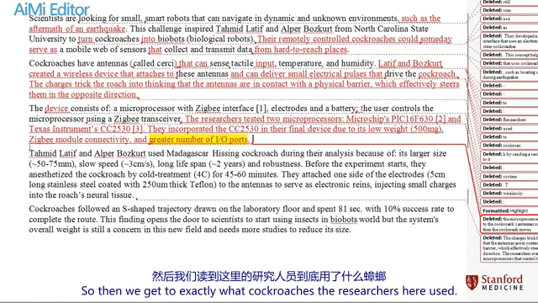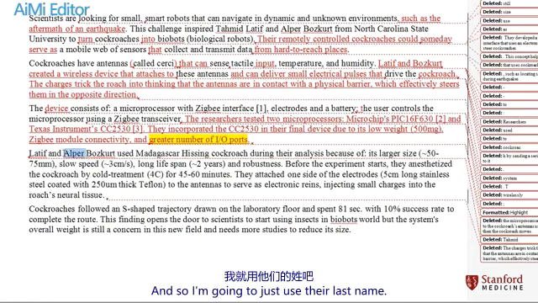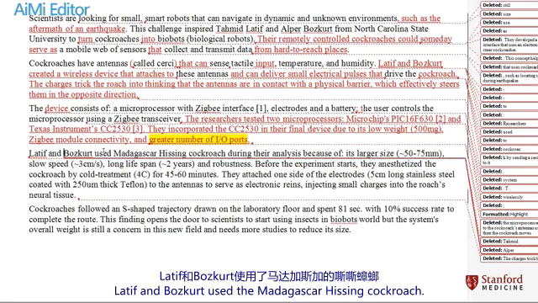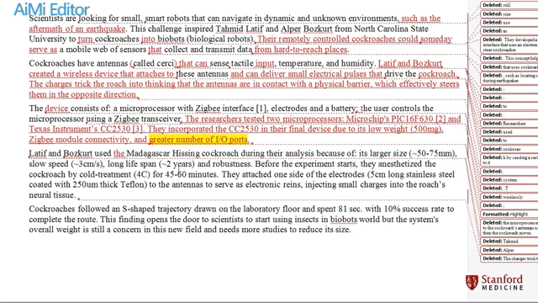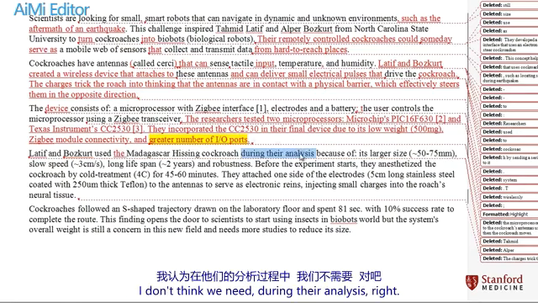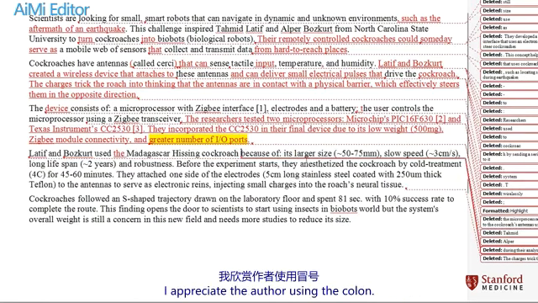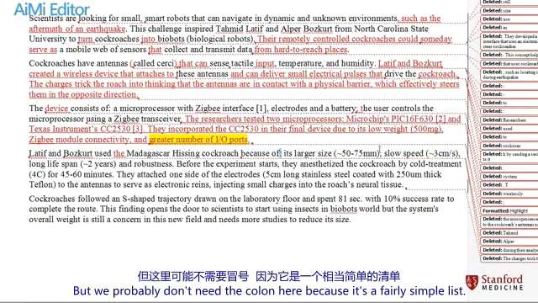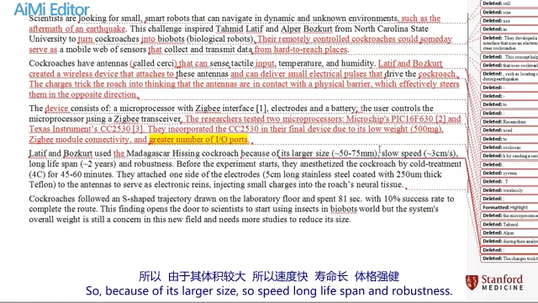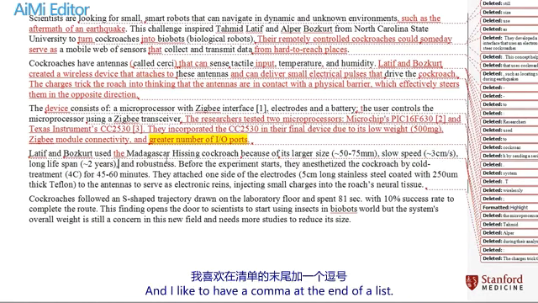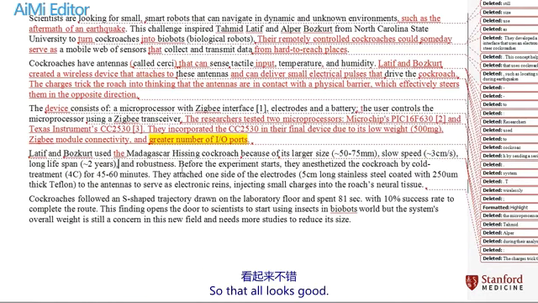So then we get to exactly what cockroaches the researchers here used. And so I'm going to just use their last name. Latif and Bozkurt used the Madagascar hissing cockroach. I don't think we need, during their analysis, right? We just need to know that they used it because of, again, I appreciate the author using the colon, but we probably don't need the colon here because it's a fairly simple list. So because of its larger size, slow speed, long lifespan, and robustness. And I like to have a comma at the end of a list. So that all looks good.